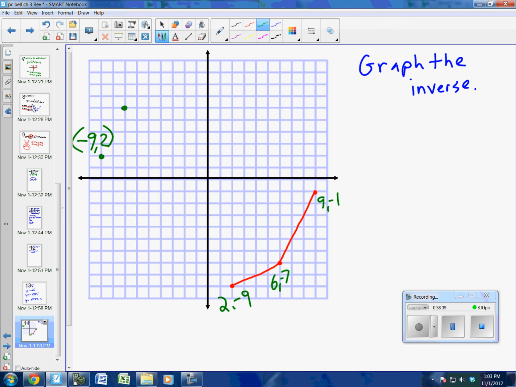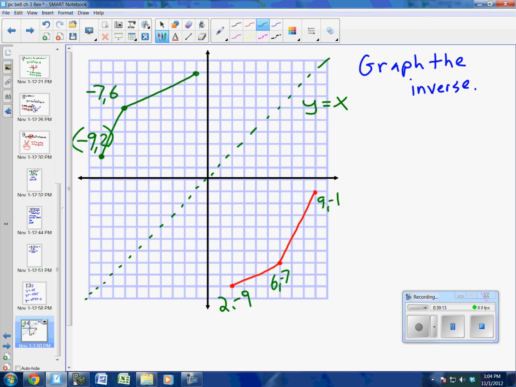Right? Negative 7 comma 6. Hope I'm counting right because I was talking while I was counting. Instead of 9 comma negative 1, we're going to do negative 1 comma 9. And so we're going to get this graph that looks like this. Now, if you remember right, the line y equals x, which is this dotted line I'm making, a function and its inverse are always reflections over the line y equals x.